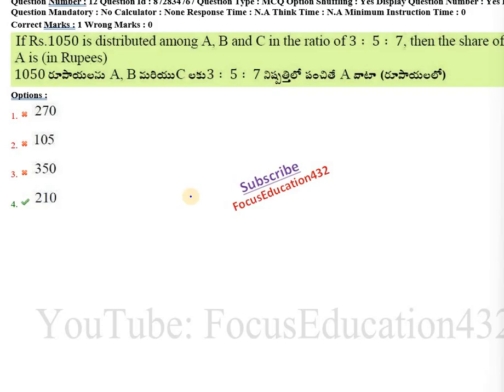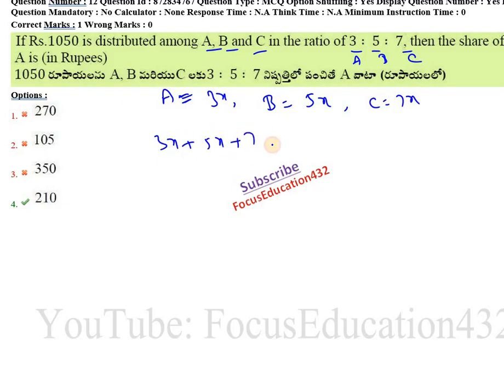Now the second question, question number 12. If rupees 1050 is distributed among A, B, C in the ratio 3:5:7, then the share of A in rupees is. I am not writing all the steps. Let the share of A be 3x, share of B 5x, and C 7x. If it is given in a ratio, you write with x. So if we combine all these, 3x plus 5x plus 7x, the total is 1050.